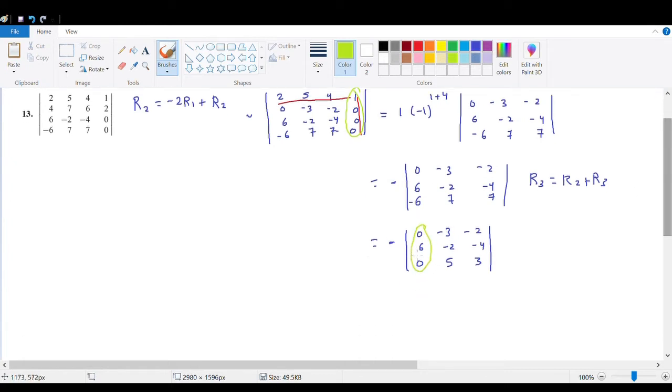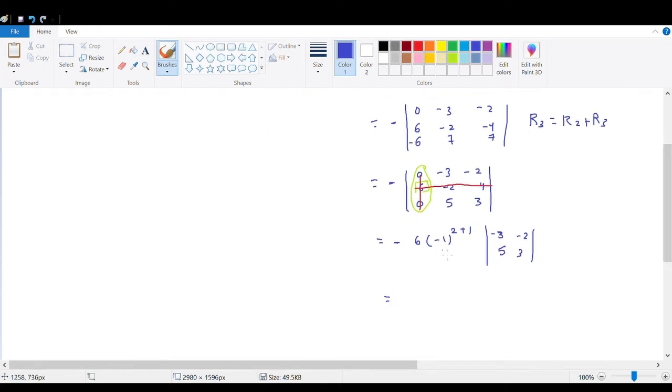So the first one will be 0, the second one will be 6. So here it is equal to, don't forget this minus, 6 multiplied by minus 1 power. It is in the second row, in the first column, so this is 2 plus 1. Determinant of, if we cross this row, cross this column, we have 3, minus 2, minus 3, minus 2. Here we have 5 and 3. So now minus 1 power 3 will be minus 1, minus 1 multiplied by minus 6 will be 6, multiplied by the determinant of this one, which is minus 9 plus, because here we have minus, so minus will be plus. So 6 multiplied by minus 9 plus 10 will be 1, so 1 multiplied by 6, this will give us 6. So the determinant will be equal to 6.